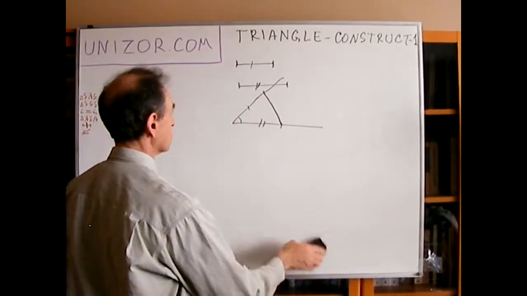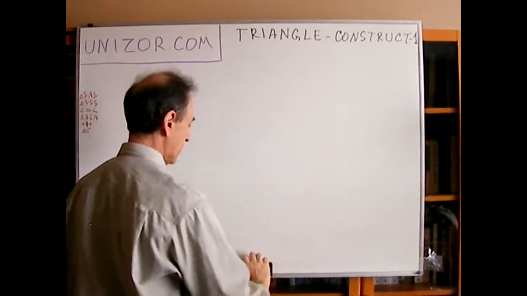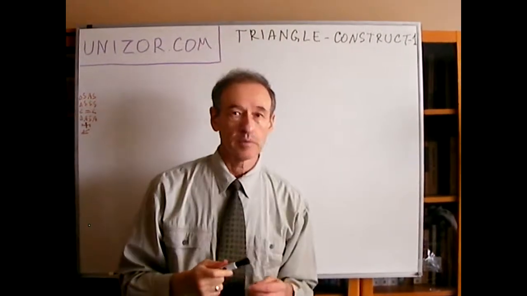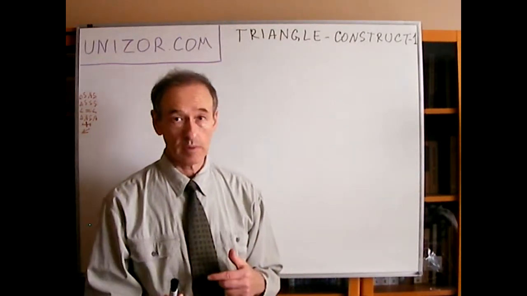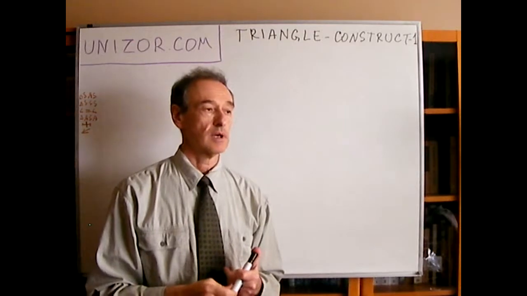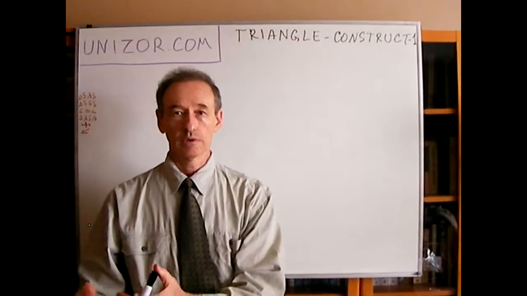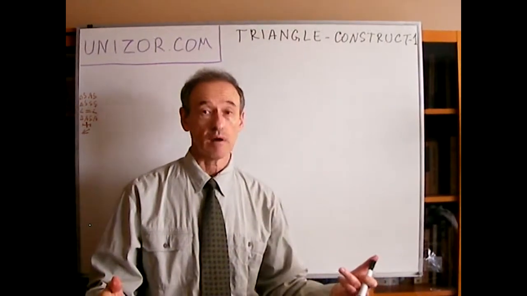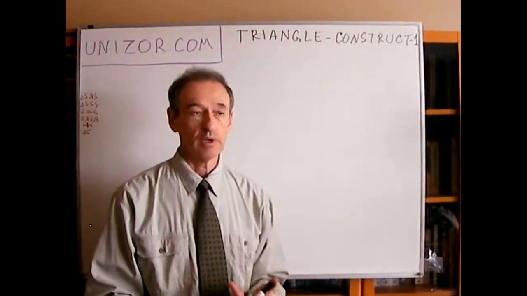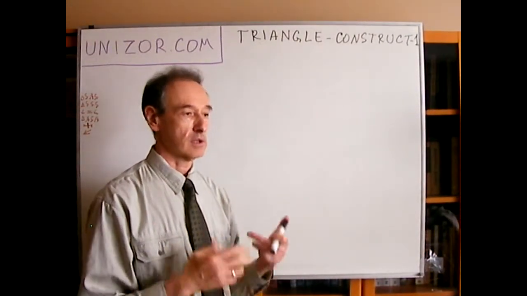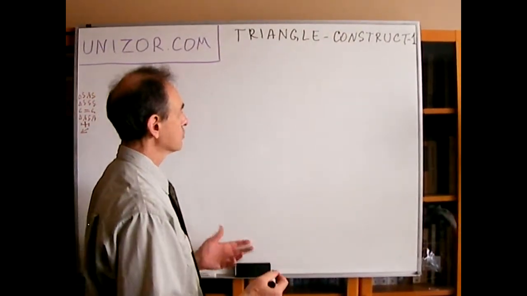Alright, let's go to the next problem. Next problem is construct a triangle by 3 sides. Again, in this case it's not an axiom, it's a theorem about 3 sides. If one triangle has 3 sides congruent to 3 sides of another triangle, then the triangles are congruent. So, which means that we can actually uniquely construct a triangle by three sides. Well, how to do it?